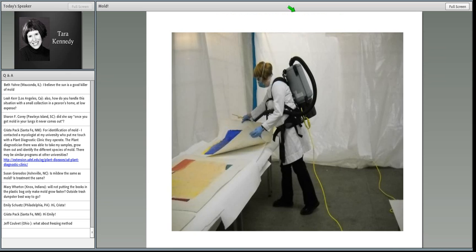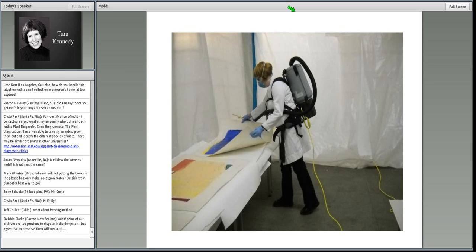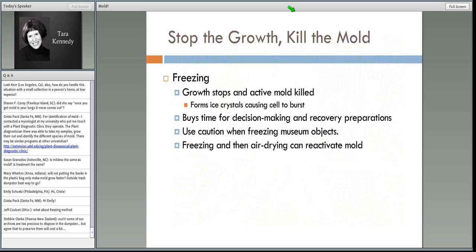And here's me in a space that is an isolated space that also has dehumidification going on. And I have my protective equipment on. I should have a hairnet on, actually, or something covering my hair. And I'm cleaning mold-infested artwork with a HEPA-filtered vacuum on my back. And I look a bit like a space person, an astronaut, but, hey, all in the name of saving art.